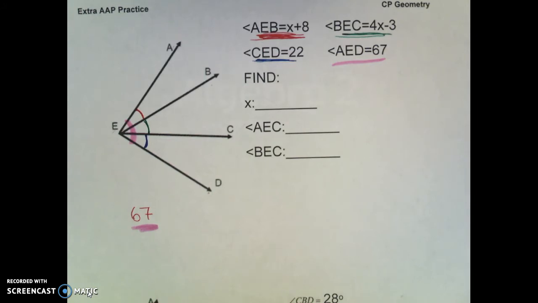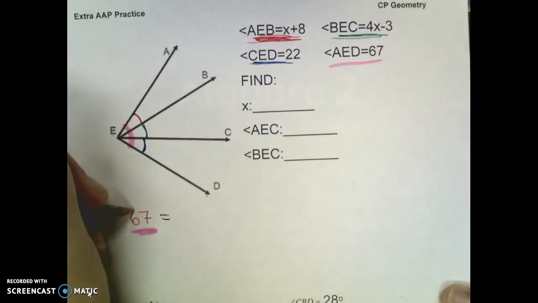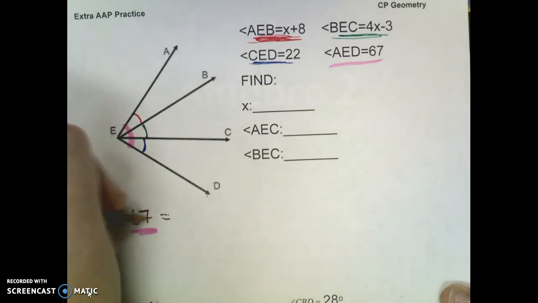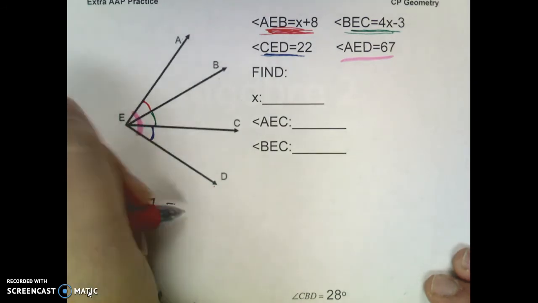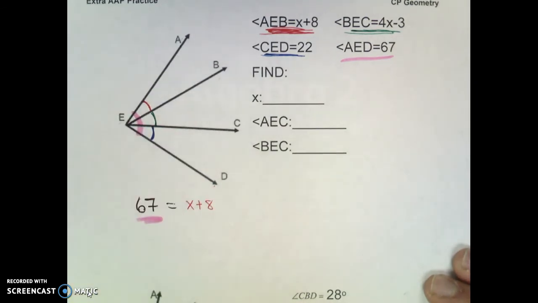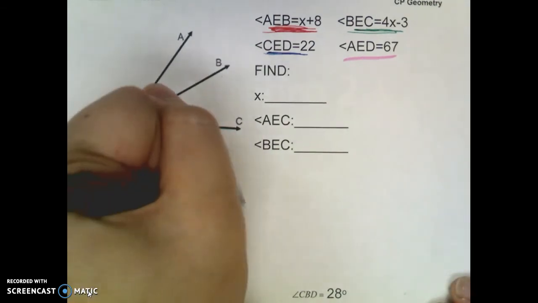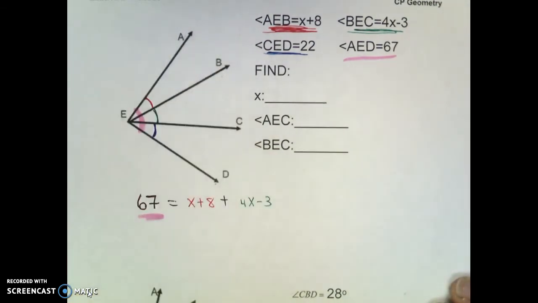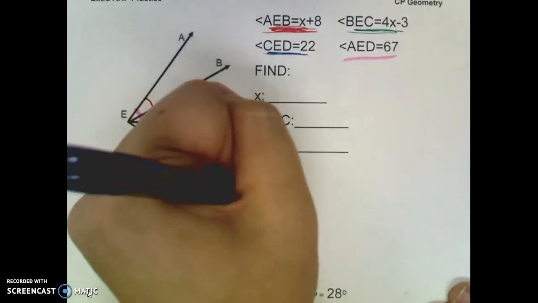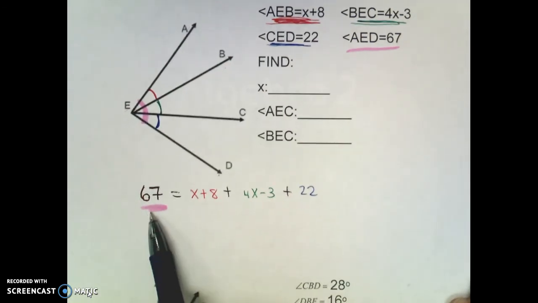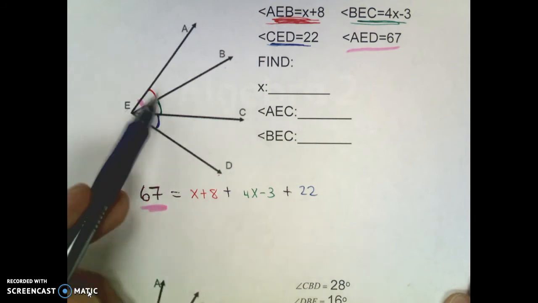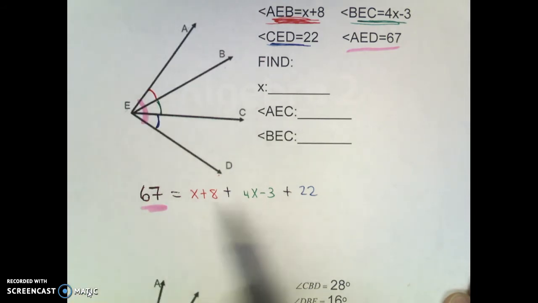I'm going to be able to say 67, which is my pink angle, is going to be equal to, and I'm going to change the 67 into black just so we don't confuse it, the red angle, so that's x plus 8. It's also going to be the green angle, which is 4x minus 3. And lastly, the blue angle, which we have described as 22. So take a look at that for a moment. We have our pink angle, which is AED, all three of them, is equal to the red, the blue, and the green. Red, blue, green.